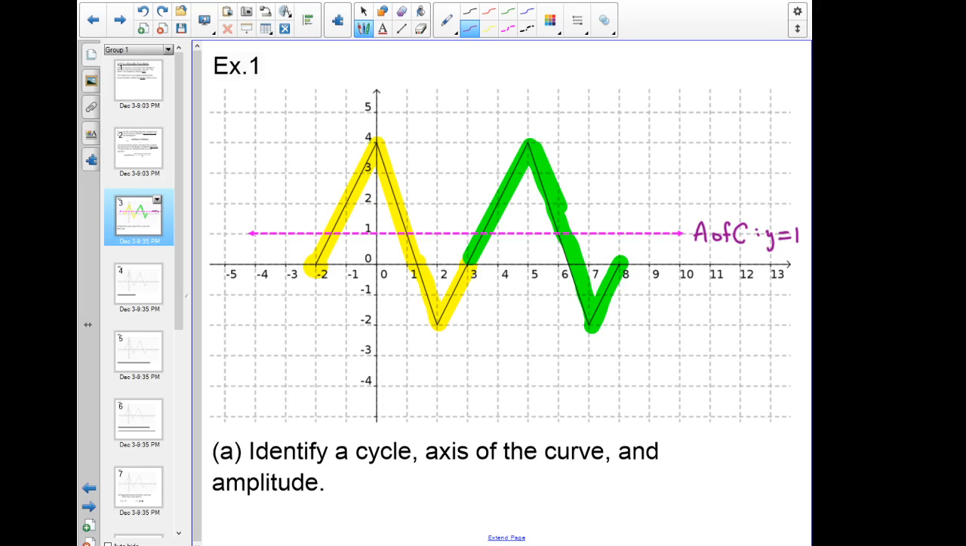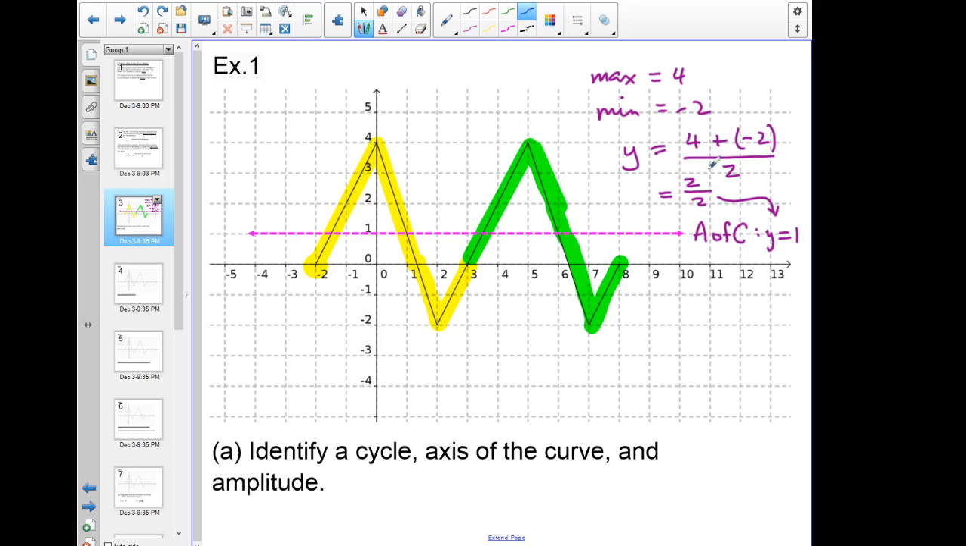So the axis of the curve is at y equals 1. And as far as that formula goes, let's just jot down a couple of additional things here. The maximum value on this graph is 4. The minimum value on this graph is -2. And the formula for the axis of the curve is y is equal to the maximum plus the minimum divided by 2. So that's going to be 4 plus -2 divided by 2, which is equal to 4 minus 2 is 2 divided by 2, which leads us to the axis of the curve, which is y equals 1.